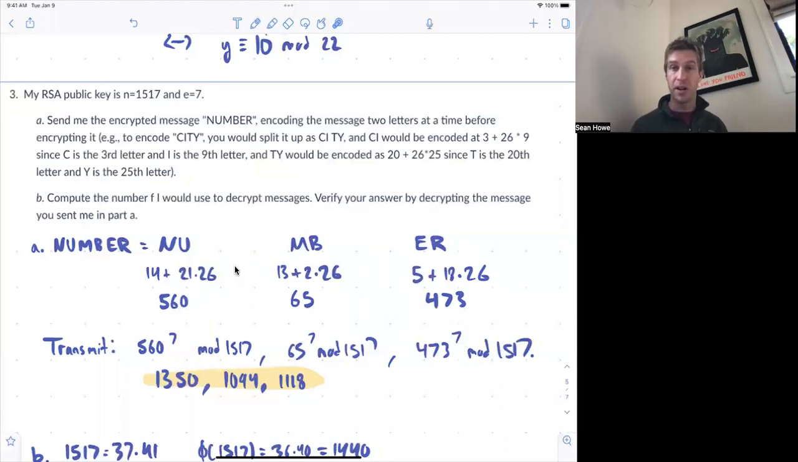So low 2-digit numbers, low 3-digit numbers. Just be careful when you do the computations, and they should end up being relatively simple if there is an RSA problem on the exam. Okay, good.